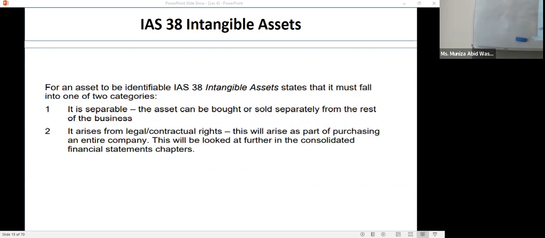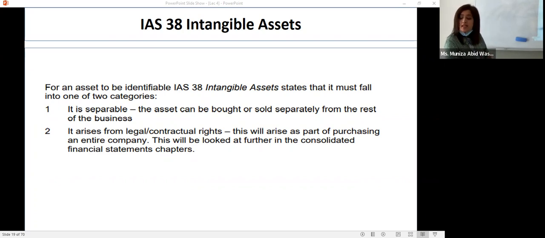Then, students, for an asset to be identifiable, as we were discussing, identifiable means that an asset is distinguishable from the other assets of an entity. So for an asset to be identifiable, IAS 38 states that it must fall into one of two categories. It is separable: the asset can be bought or sold separately from the rest of the business because it is distinguishable from the other assets of the entity. Then we are able to buy it or sell it on its own in the market. We do not have to buy or sell it together with the other assets. So on its own, it can be bought or sold.